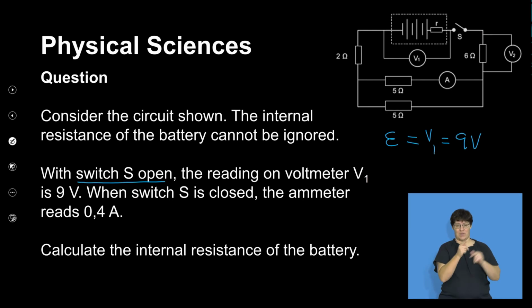Now we are also told that when the switch is closed, the ammeter reads 0.4 amperes. So when we close the switch, we have an ammeter reading of what? 0.4 amperes. Now we are supposed to calculate the internal resistance of the battery, right?